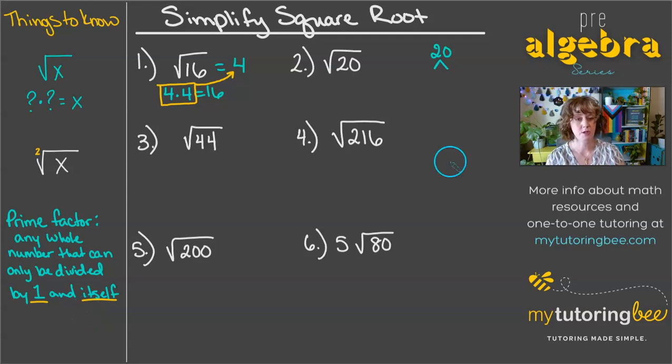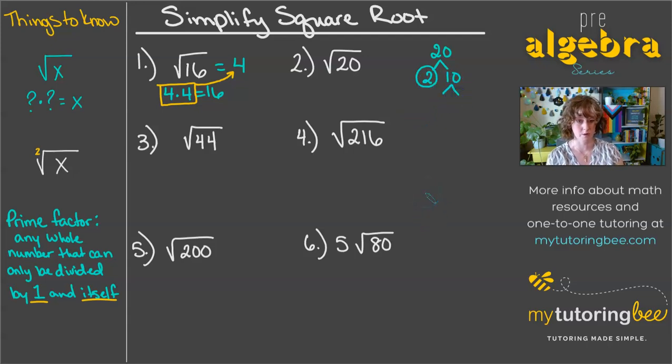So let's start off with 2 and 10, right? I know 2 times 10 gives me 20. Well, 2 is a prime number. 2 can only be divided by 1 and itself evenly. So I'm going to go ahead and circle 2 to just kind of tell my brain to stop with that branch of the factor tree. However, 10 is not a prime number. We can continue going with that one.